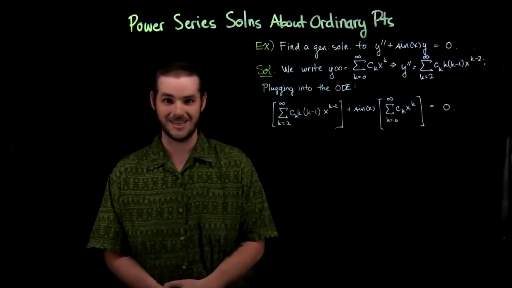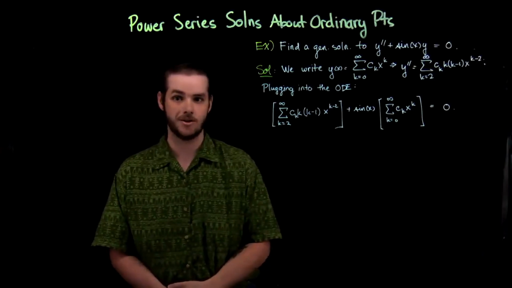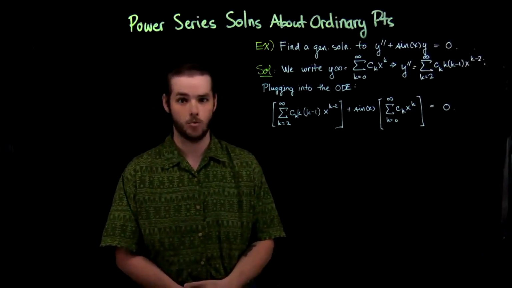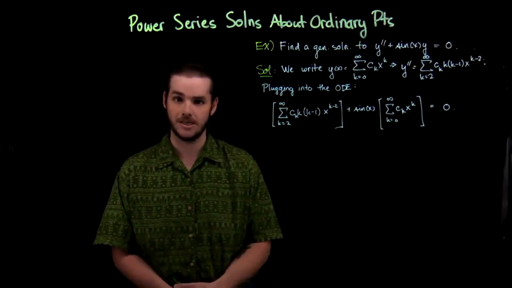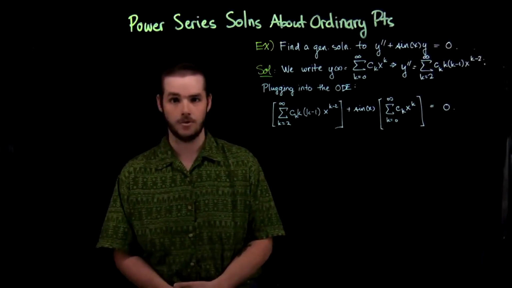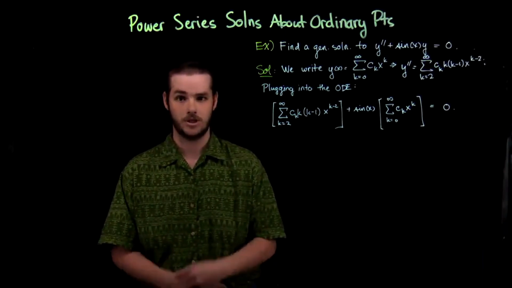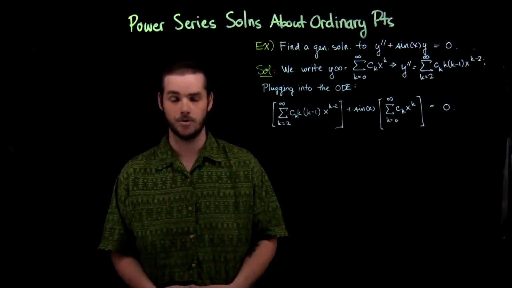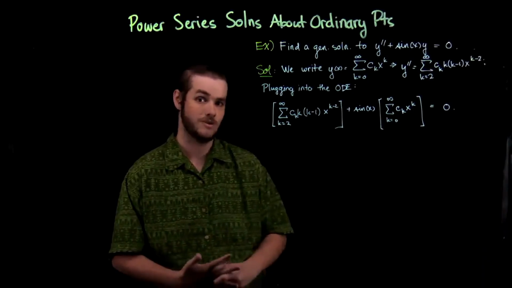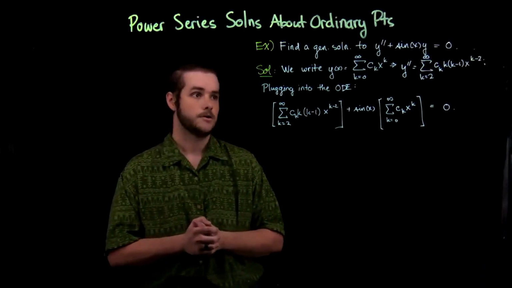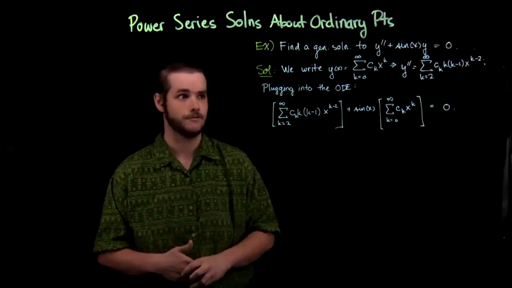Let's take a look at an example where my coefficients are a little less nice. Here, I've got y double prime plus sine of x times y equals 0. Now the good news is that's already in standard form, and we know sine of x is continuously differentiable, so we don't actually have any singular points for this differential equation, which means we could take a power series solution centered anywhere. So I picked 0 again out of convenience.